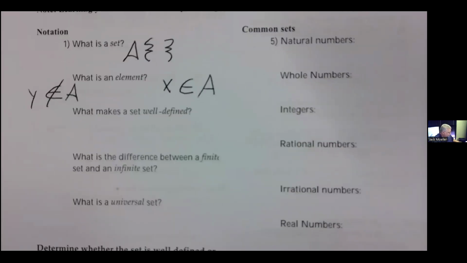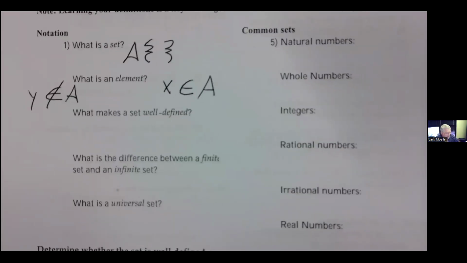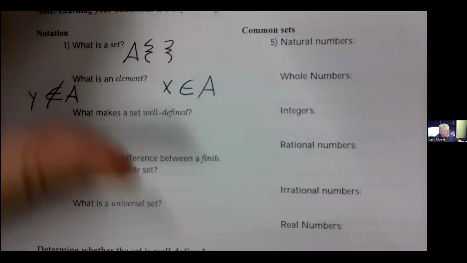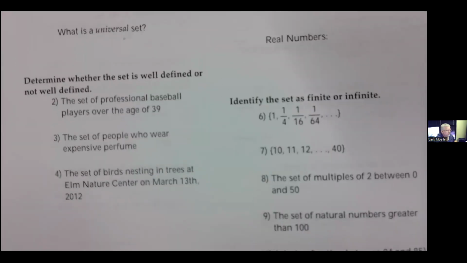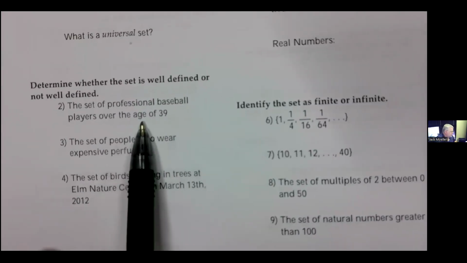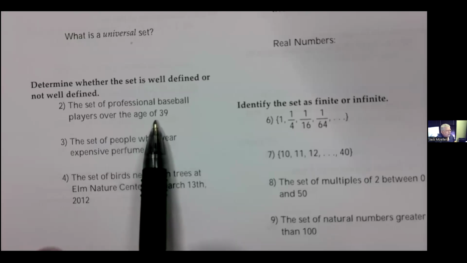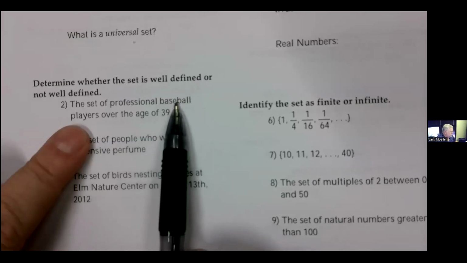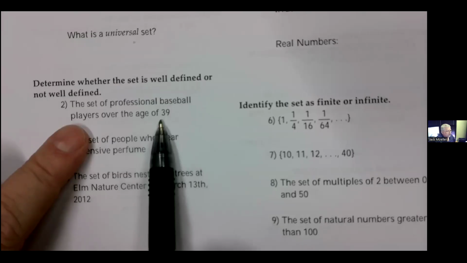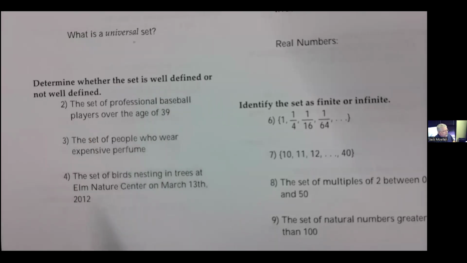So what makes a set well-defined? Well, a well-defined set is one where the elements in the set are clearly determined, so we know exactly what the elements are. To give you an example, the set of professional baseball players over the age of 39: is that well-defined? Yes, because we have a list of professional baseball players, and a list of their ages, so we'll know which ones are over 39.